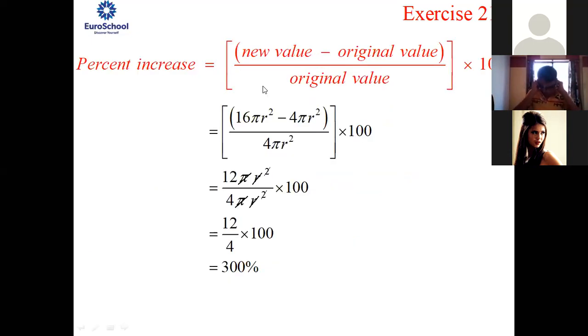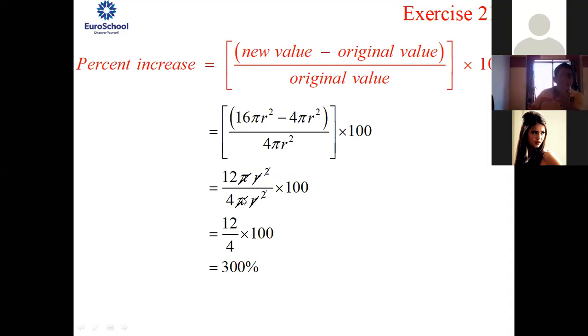So percentage increase is new value minus original value. New value is 16 pi r square. Original value was 4 pi r square, and here again the denominator is 4 pi r square into 100. When you look at this, 16 pi r square minus 4 pi r square, you can subtract it because the same terms are present over here. So you end up with 12 pi r square.